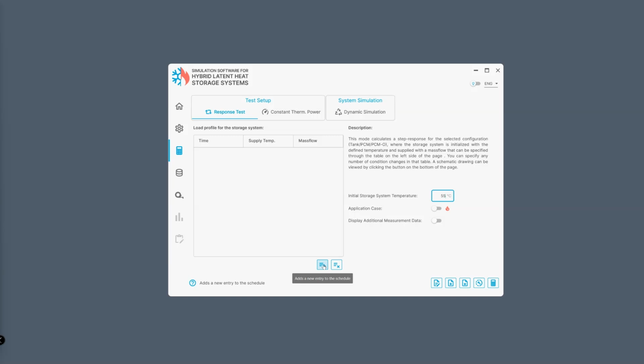The schedule can be filled in steps of 1 second, and we start at 0 seconds. For example, for a floor heating system we will run with 30 degrees Celsius and 0.25 kilograms per second. Adding a next step could be after 1 minute. In my case, I want to investigate the storage system over 10 hours, that means 36,000 seconds. I will keep a constant supply temperature and a constant mass flow. With this button I can simulate this setup.